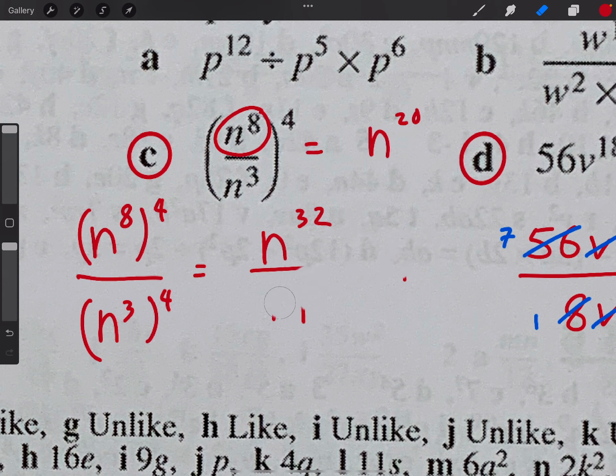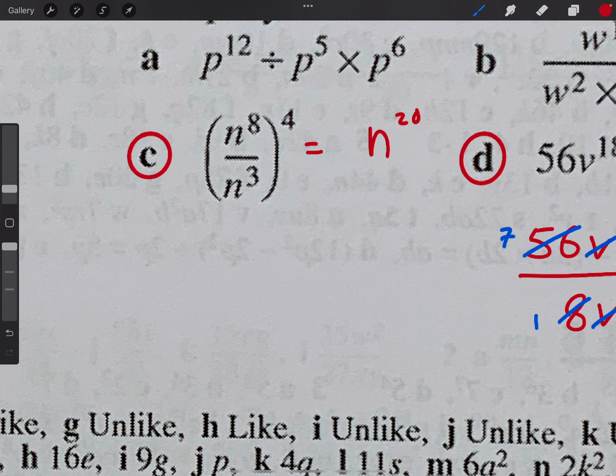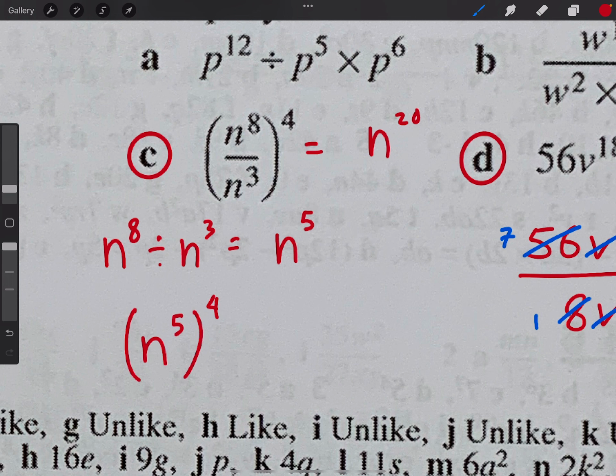Now let's do the second way. The second way we can do this is we can do division first because they're both n. Okay, so n to the 8 divided by n to the 3, we minus the powers. That's n to the 5. Okay, so n to the 5 is inside the brackets, n to the power 4. And that's n to the 5 times 4. Again, it's n to the 20. Same as the answer before. So the answer is n to the 20. And that's it.